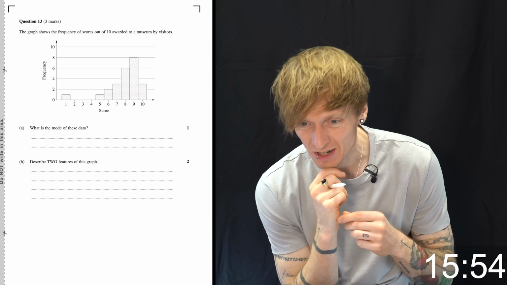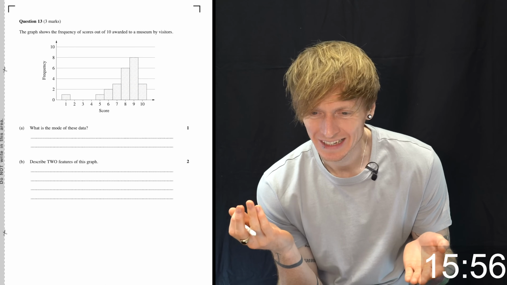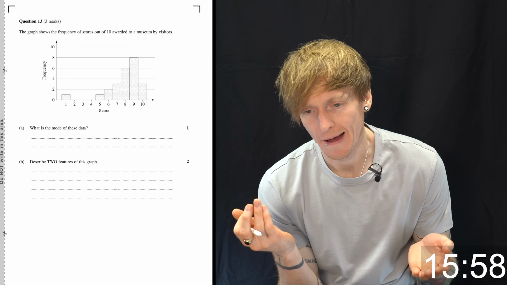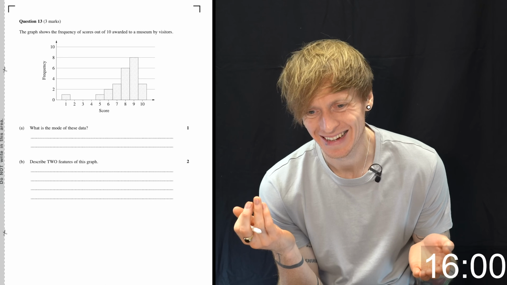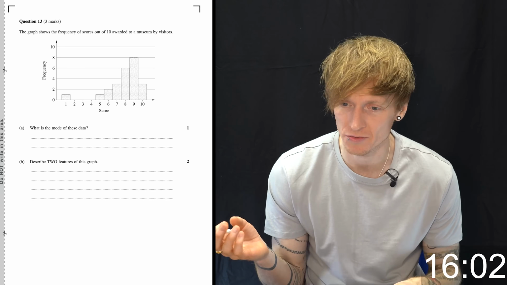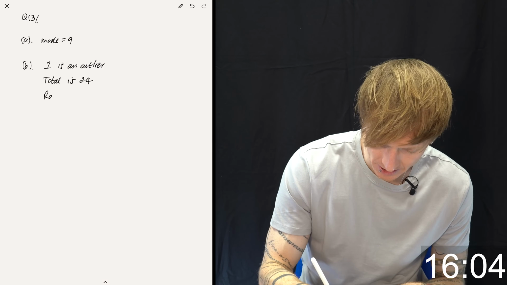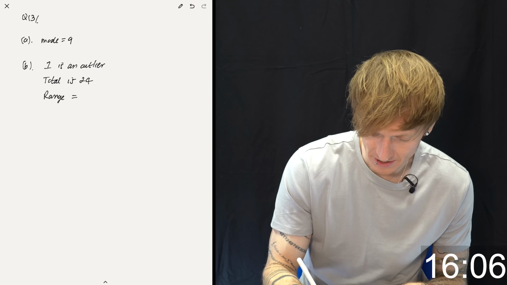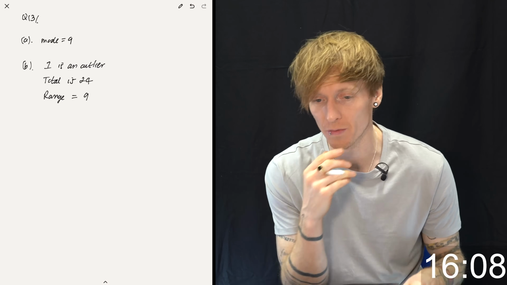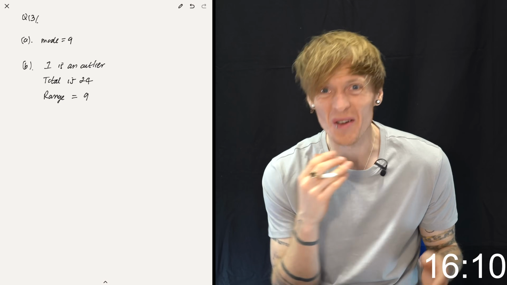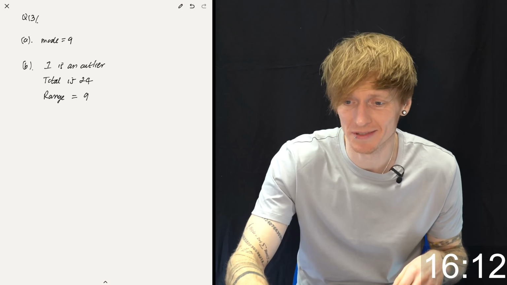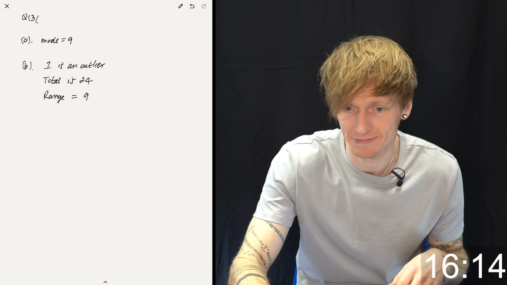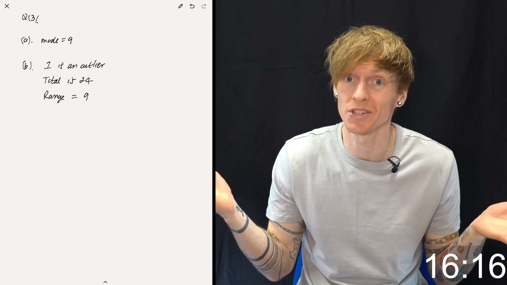I could probably work out a mean. What else could I do? Range, maybe. So the range is 9 because it's the max score of 10 minus the minimum score of 1. Hopefully that's enough. Who knows? I'm moving on. Question 14.